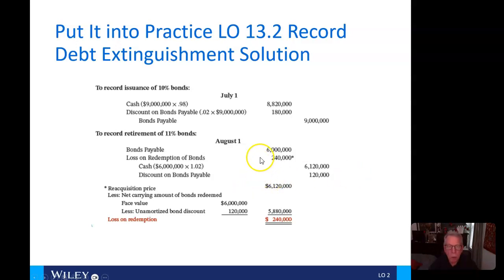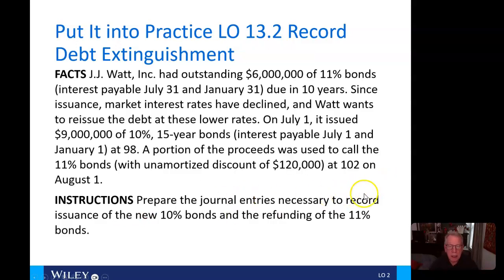Now, the loss on the redemption of the bonds, that's a little bit of a calculation here. So how we do that, our reacquisition price was $6,120,000, right? And so that face value was $6 million, but the unamortized bond discount was $120,000, given in the problem here.